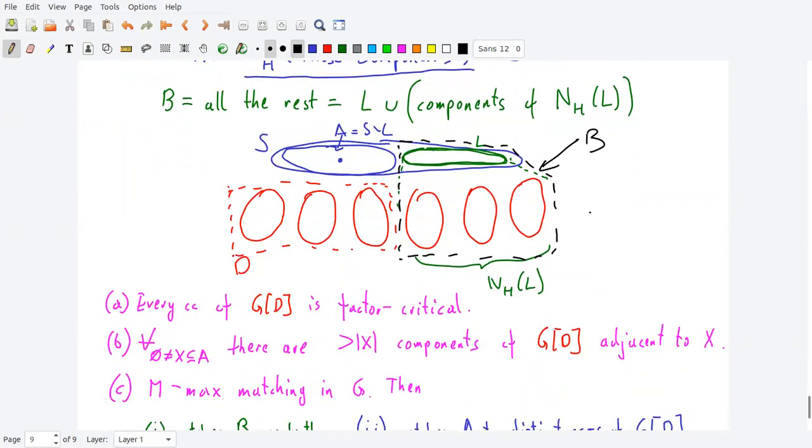So now it remains to check the conditions that we promised. Every connected component of G of D is factor critical. Well, this was based on our understanding of the structure around the set S. So this is easy. Now this better Hall's condition, that every non-empty subset X actually sees more components than its size.